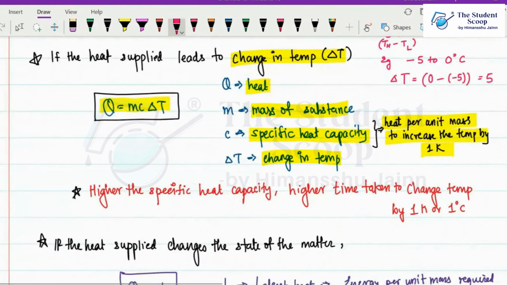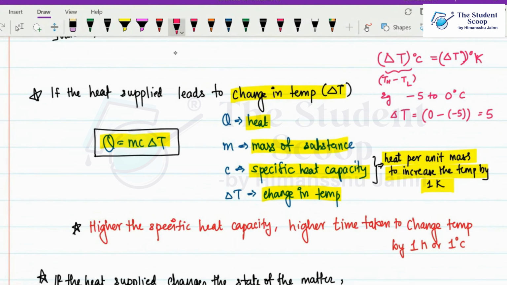Then we need to know what the specific heat capacity represents. It represents how much heat is required to change the temperature of an object by 1 degree per unit mass. So it means that the higher the specific heat capacity, the more time it will take to change the temperature by 1 degree. So higher time means what? If I'm providing a constant energy source at a constant rate, it means it will take more time if it has a higher specific heat capacity.